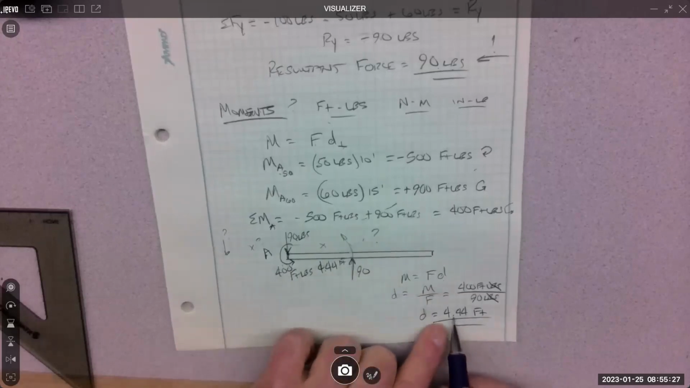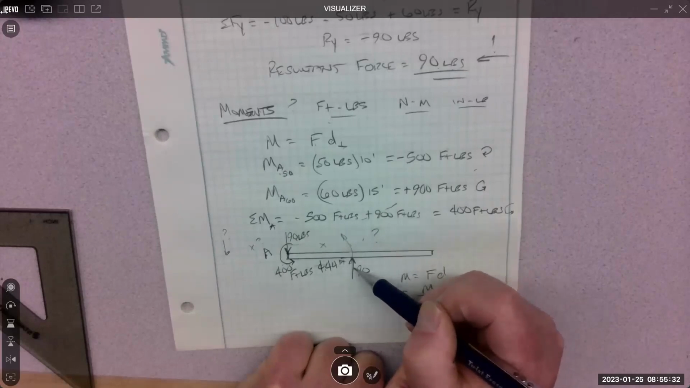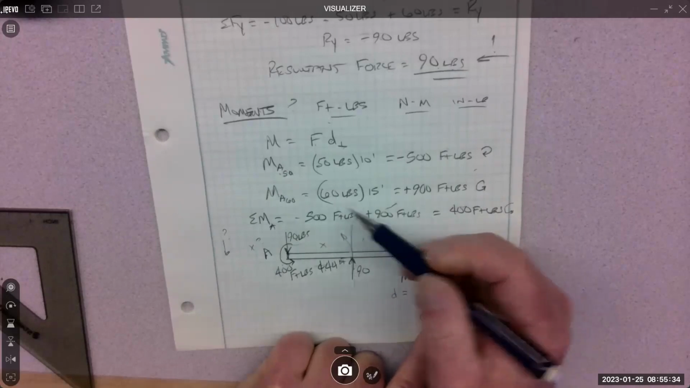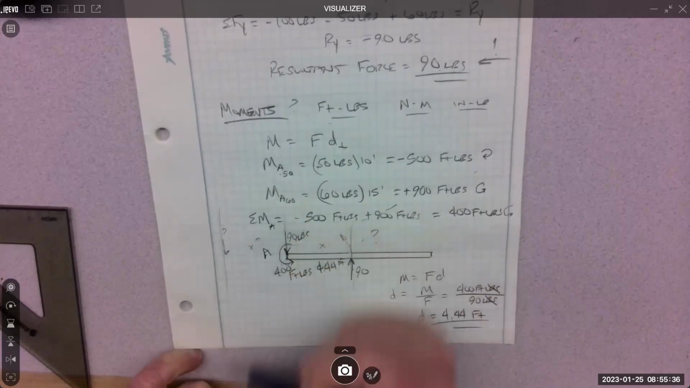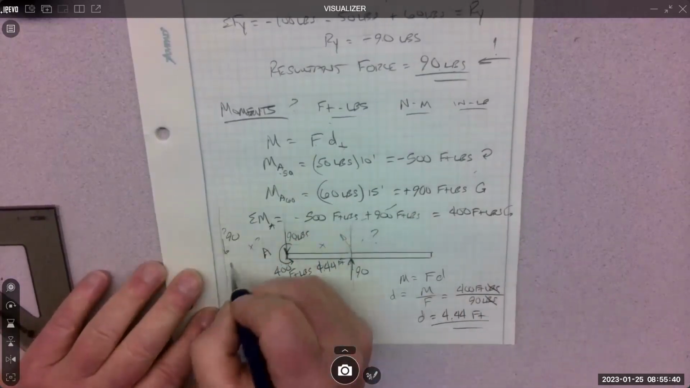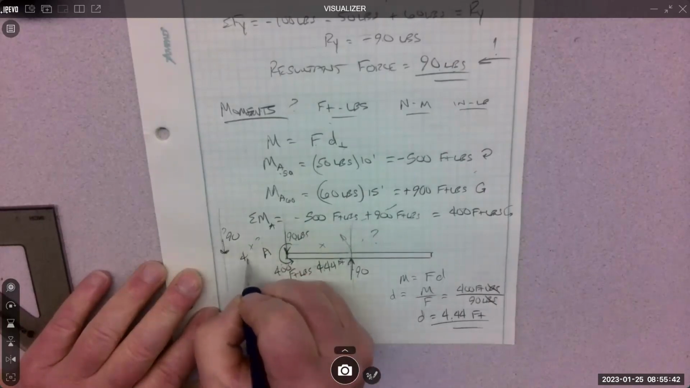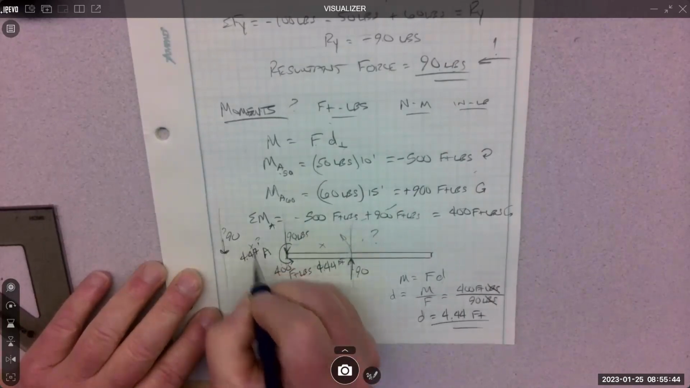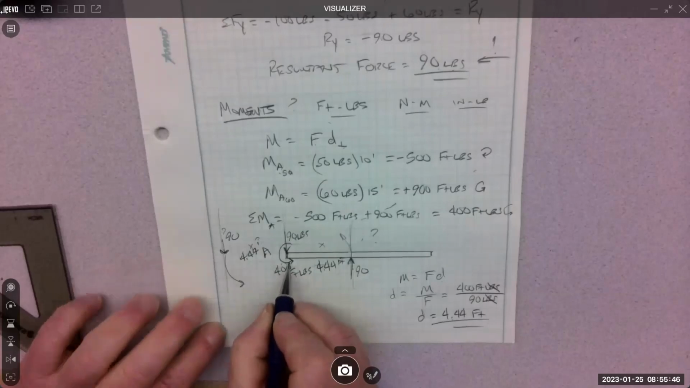Remember, this is always perpendicular to the force. The force is here. We do know it's vertical, right? So this is the other spot. It could be 90, 4.44 feet, right? Because that does create that effect also.